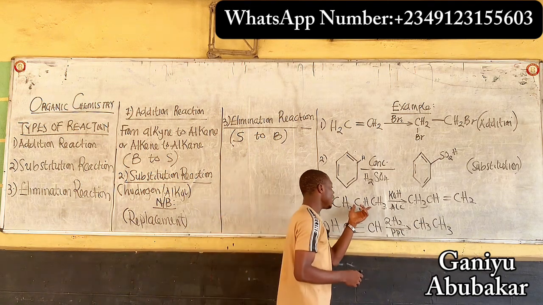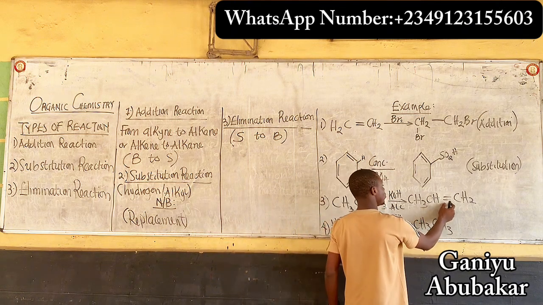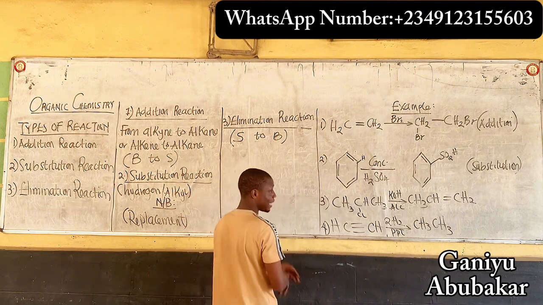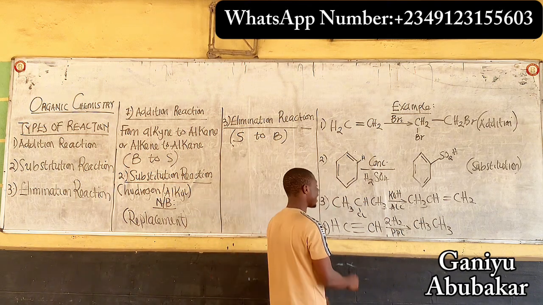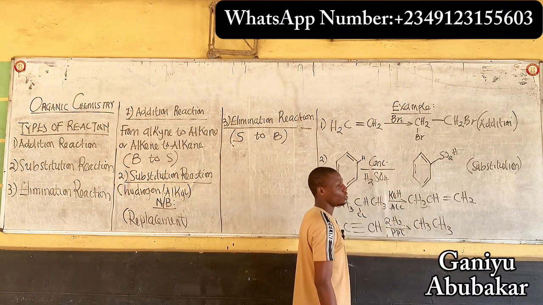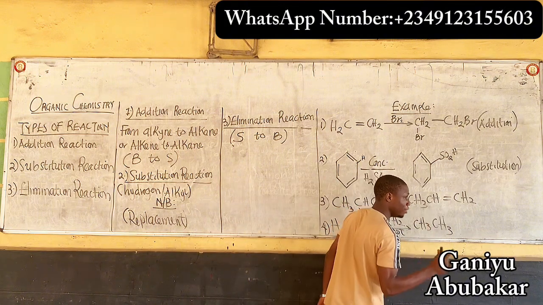This one here is moving from a single bond to a double bond. That's the first task: smaller to bigger. Next task, I can see chlorine here, but there is no chlorine here. Elimination. I can see chlorine here, but there is no chlorine. Elimination.